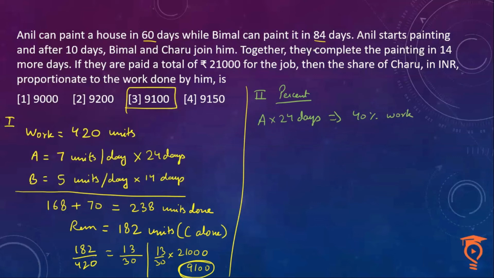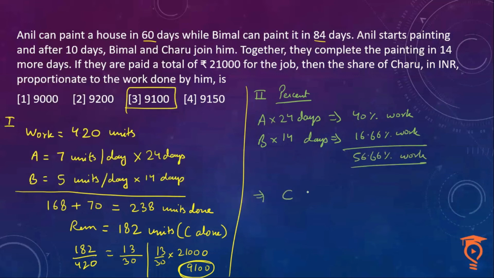Vimal can paint the house in 84 days, but he works only for 14 days. So 14 makes 1/6. That means 16.66% of the work is done by Vimal. Together, these two do 56.66% of the work, which implies that the work done by C, in whatever amount of time, that is not important. Only the percentage of work is important. That is 43.33%. Now this 43.33% is 130 by 3%.